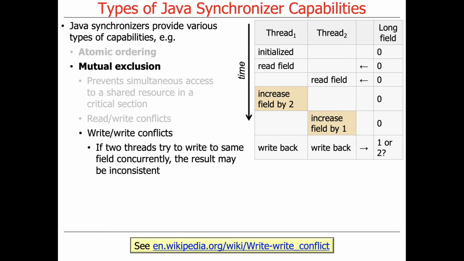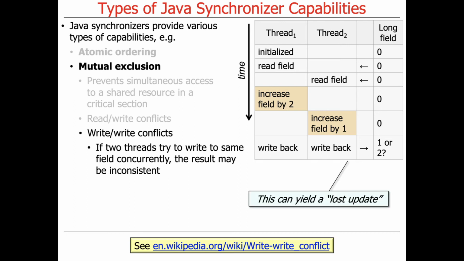What is it? Well, the answer is, again, we don't know, because there's a write-write conflict, which occurs if two threads try to write to the same field concurrently. The result may be inconsistent because it's a race to see who got there last. So whoever gets there last will be the one whose value is stored in that field. And we don't want to write code that's randomly right or wrong, randomly correct. We want code that behaves deterministically with respect to the values of the data.